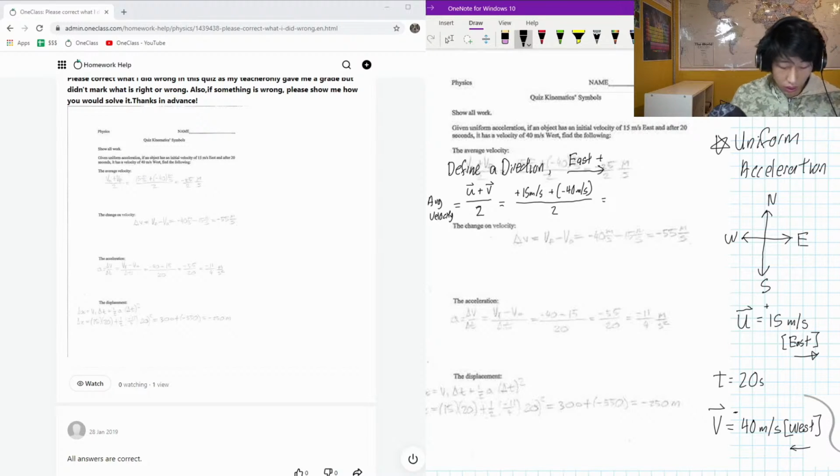Okay, so I know that's going to be 25 over 2, negative 25 over 2. That negative is extremely important. Meters per second over 2, and that translates to negative 12.5 meters per second. And it might be even better to write that this is towards the west.